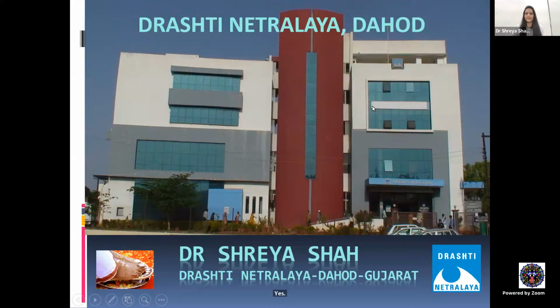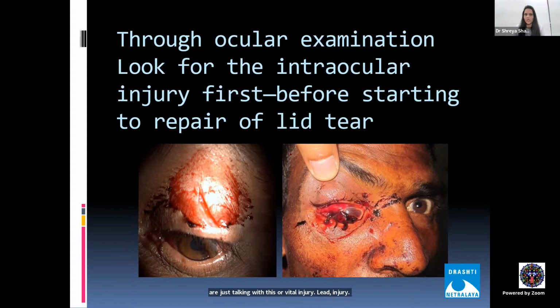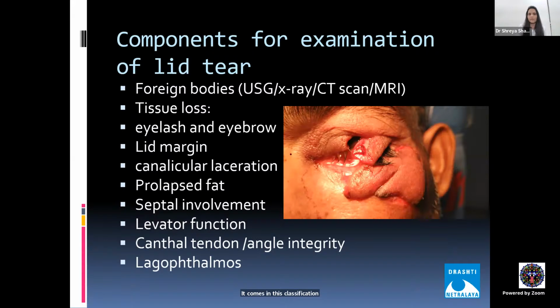So, what Dr. Purendra sir said in the first classification, we are talking about this orbital injury, lid injury, it comes in this classification. Do a thorough examination and look for intraocular injury first before starting to repair the lid tear. What are the components of the examination? Foreign bodies, tissue loss, eyelash or eyebrow, lid margin, canalicular laceration, fat prolapse, septal involvement, levator function, canthal tendon or angle integrity, and lagophthalmos. Under this heading, we need to examine the lid tear.